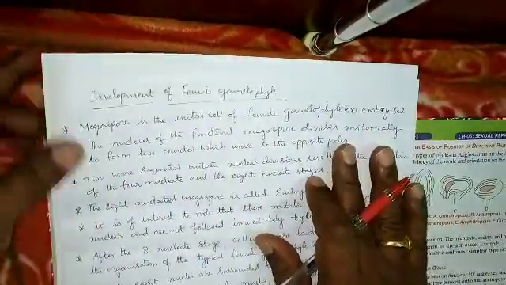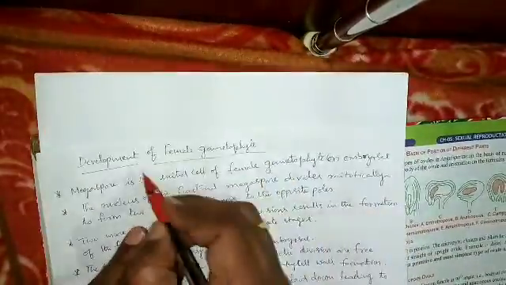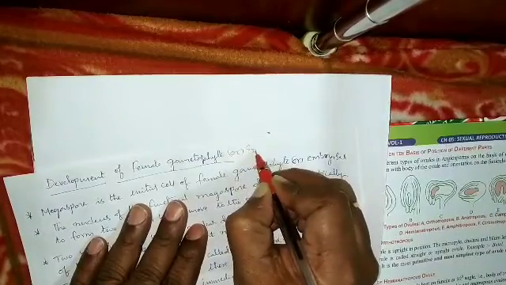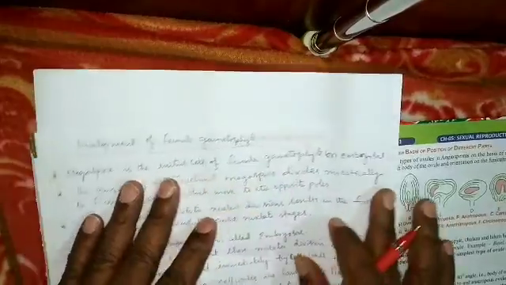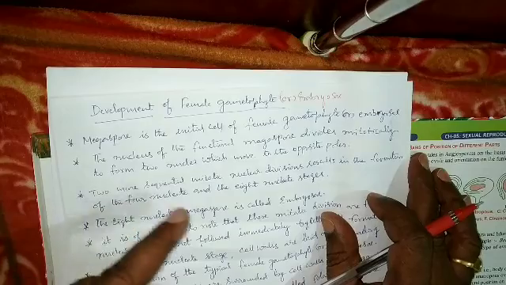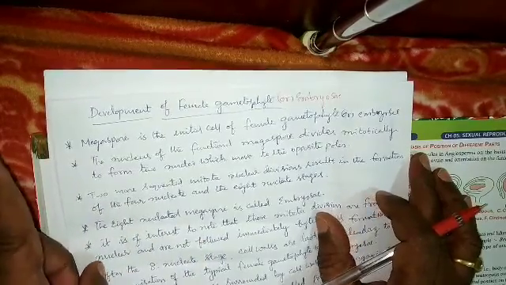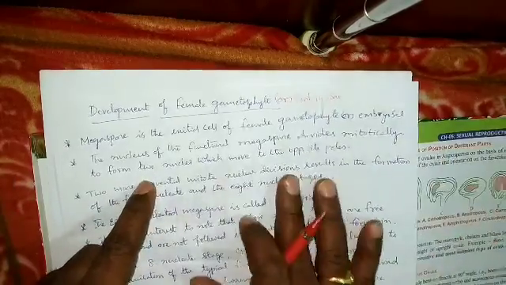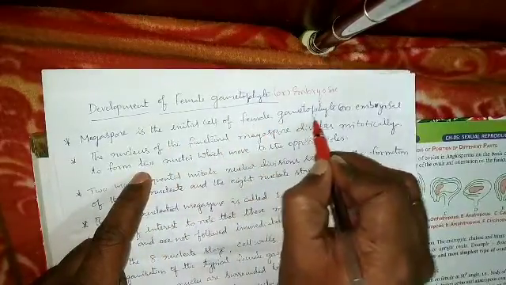So the megaspore. Now, development of the female gametophyte or embryo sac. How is the embryo sac formed inside the nucellus tissue? From the single megaspore mother cell, the female gametophyte or embryo sac is formed. So how is it? The megaspore is the initial cell of the female gametophyte. It is very, very important.